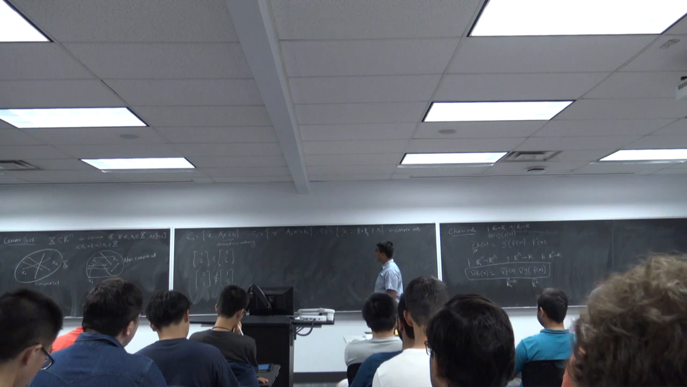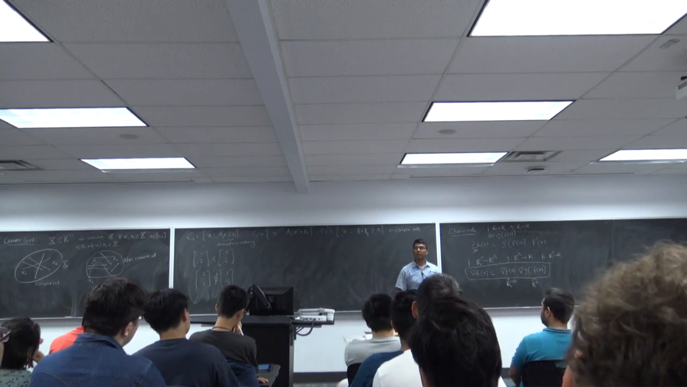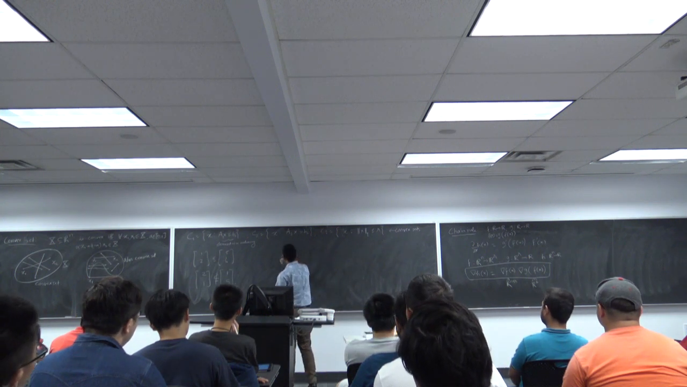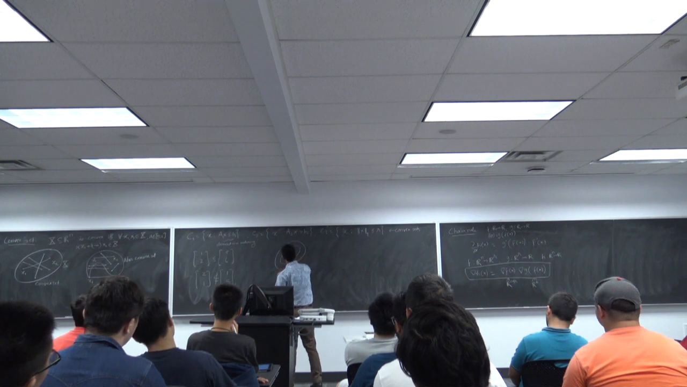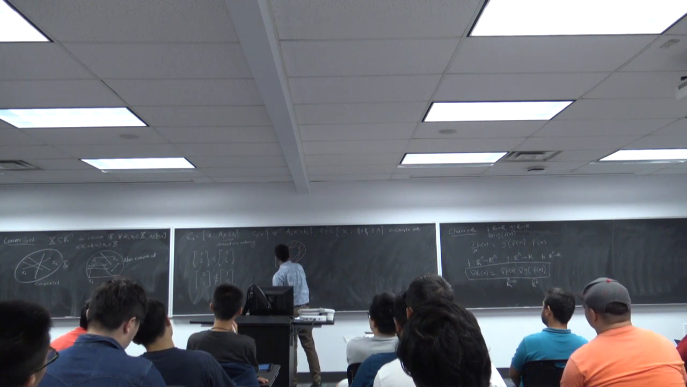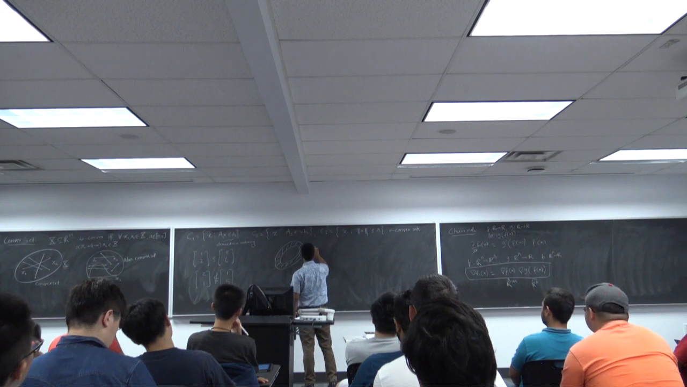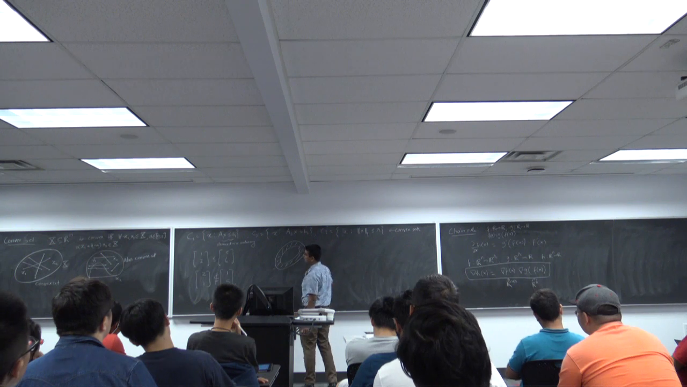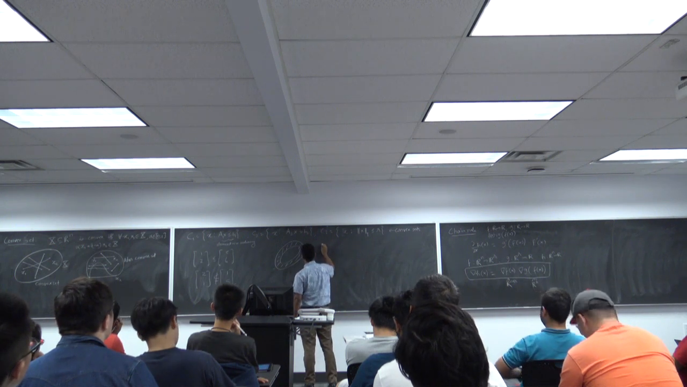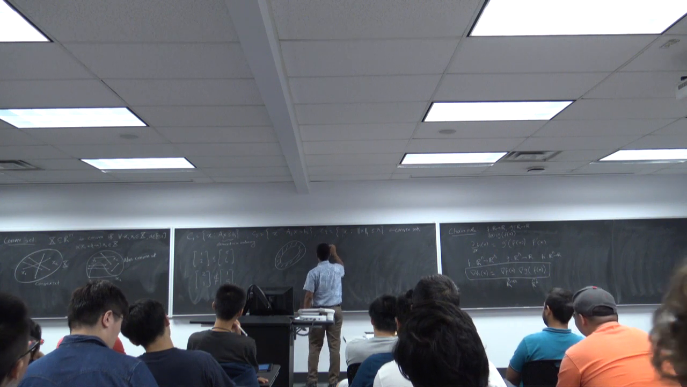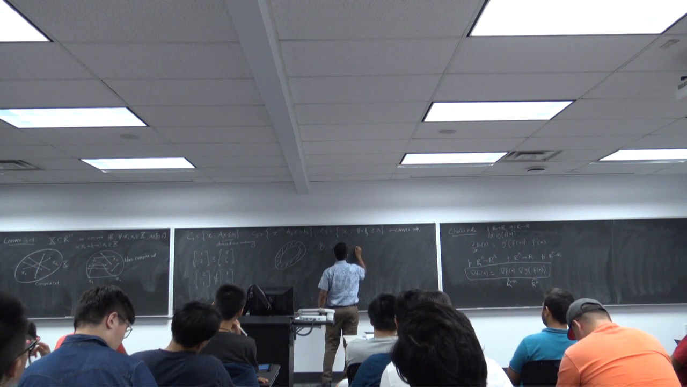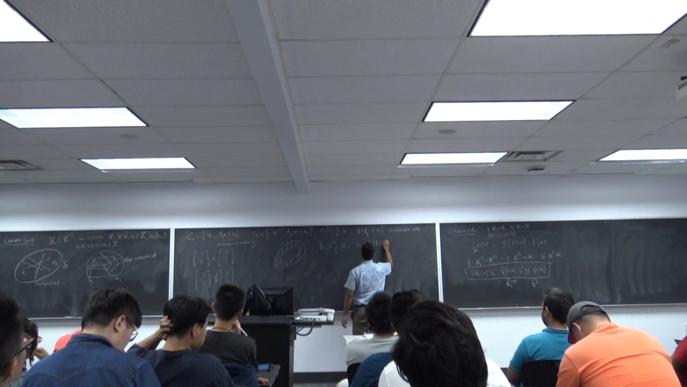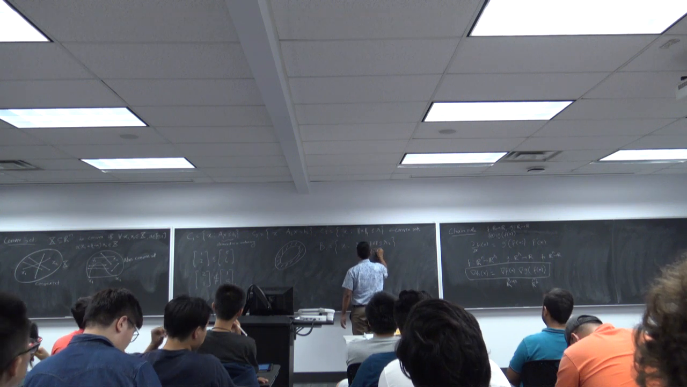Can someone give me an example of a non-convex set? A donut. Donut, yeah, of course. Okay, so this is a non-convex set. It would be given by, well, I want to give it some other name, B: the set of x such that R1 is less than or equal to the norm of x, which is less than or equal to R2. R1 is strictly positive.